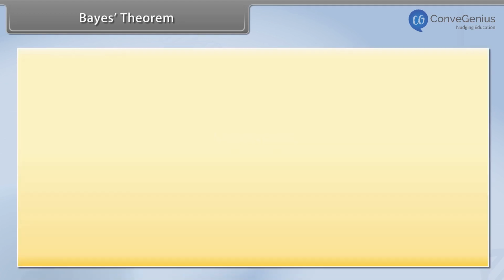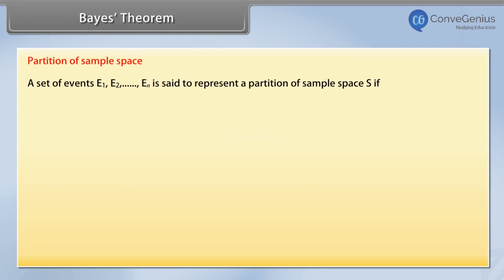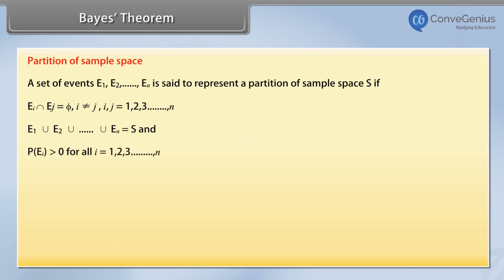Bayes' theorem. Partition of sample space. The set of events E1, E2 up to En is said to represent a partition of sample space S if Ei intersection Ej is equal to the null set, i not equal to j, i, j equal to 1, 2 up to n; E1 union E2 union up to En is equal to S; and probability of event Ei is greater than 0 for all i equal to 1, 2, 3 up to n.